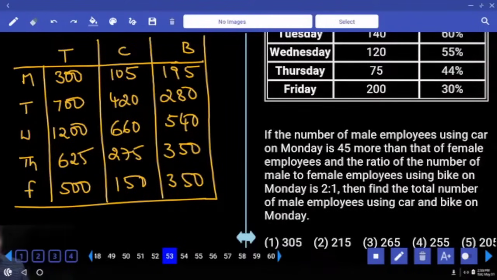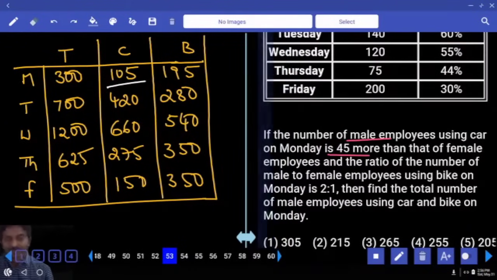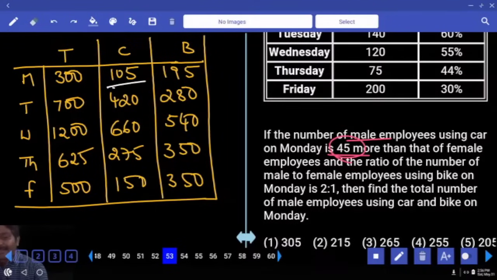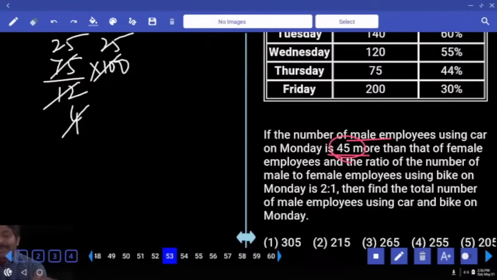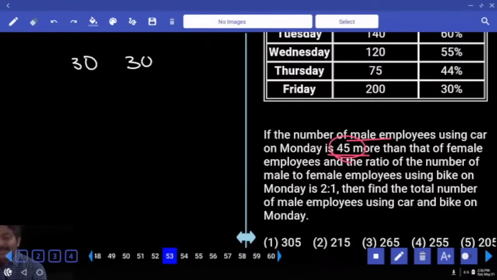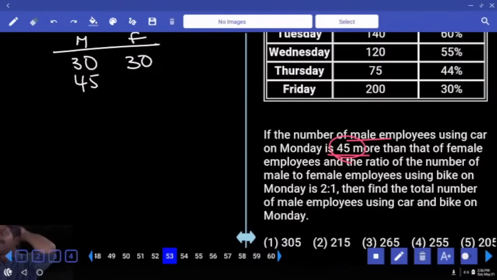If the number of male employees using car on Monday is 45 more than that of female employees, on Monday total how many people are using car? Male are how many more than female? I told you already a logic for this. First hide 45. How much is there? 60, distribute it equally. 30, 30. Now 45 more should be there for male. So how many male are having cars? 75. Female 30. Sum is 105. Male are 45 more than female. All conditions satisfied. Got it? Alright, next.